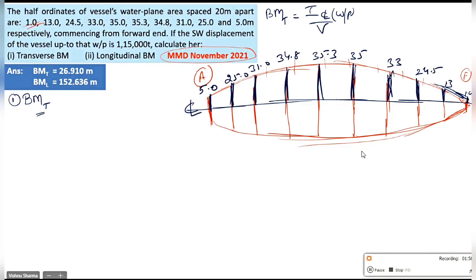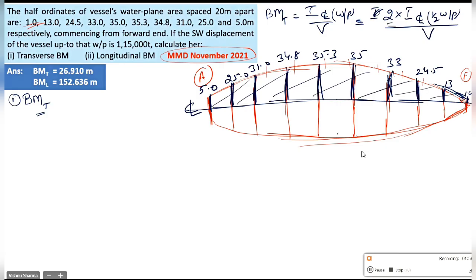Okay. So now can I write like this, beta? This formula is equal to 2 into ICL of half water plane divided by V, because both the water planes are identical. Like we took two triangles in that triangle part. Here we can take half the water plane, get the moment of inertia about the center line and multiply by 2 to make it for the full. Correct? Yes or no? Do you agree?